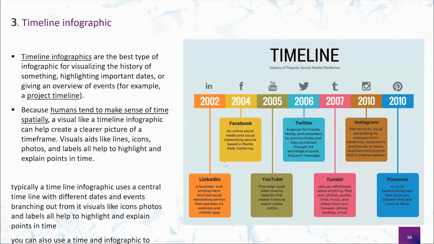Typically a timeline uses a central line with different events on it. Again, this could easily get cluttered, so be very, very mindful. One year or one month is better. If you're going week by week, you might be missing the plot here.